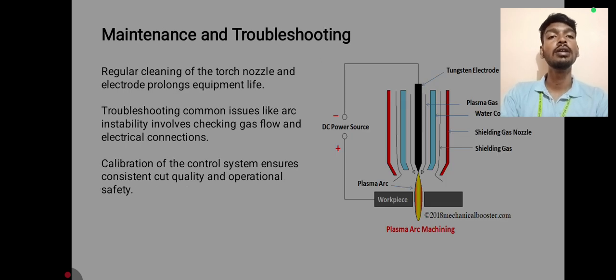Maintenance and troubleshooting. Regular cleaning of the torch nozzle and electrode prolongs equipment life. Troubleshooting common issues like arc instability. The control system ensures consistent cut quality and operational safety.